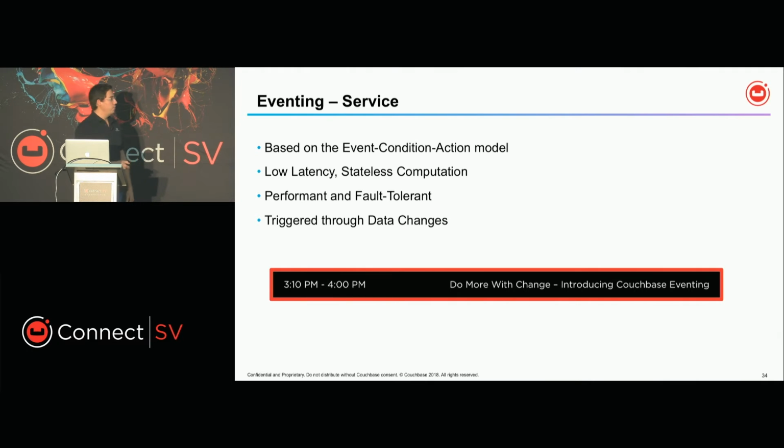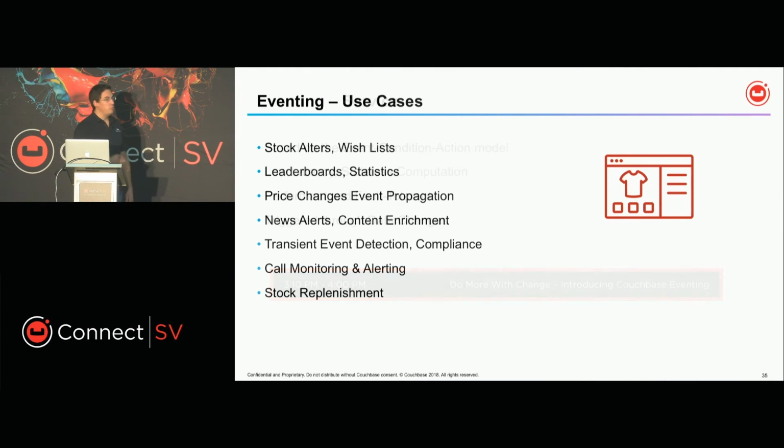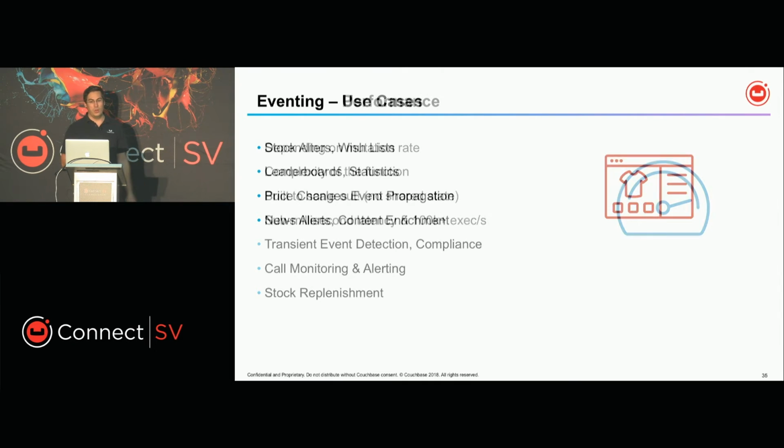right? It is triggered through data changes. So for example, if you are performing a mutation, your event gets triggered, and then you can perform an action based on that. Many use cases as well, stock pricing, news alerts, call monitoring and alerting, many use cases. Again, check out that talk.